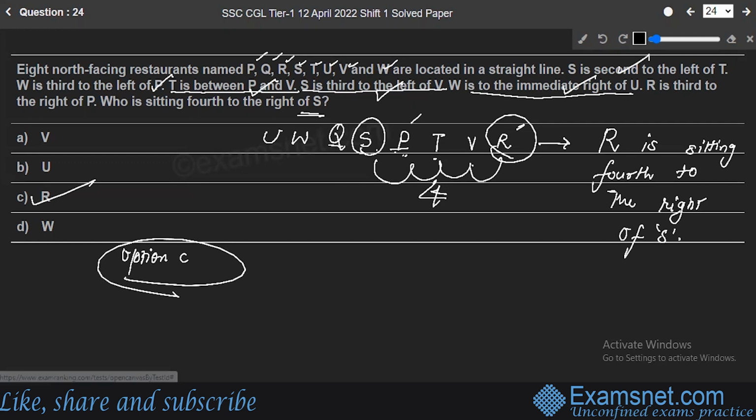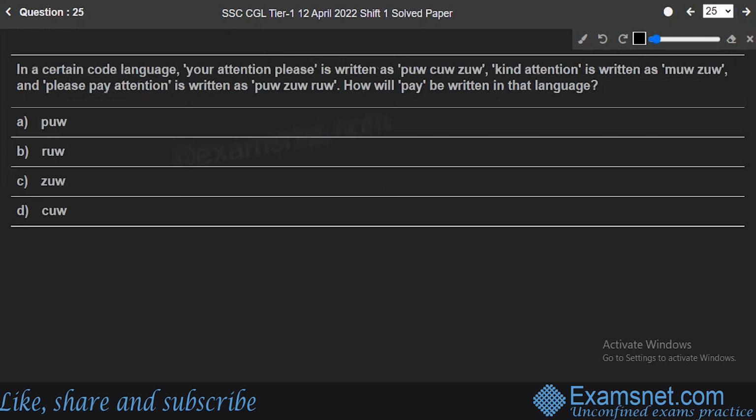Then let's move to the next question, number 25. In a certain code language, 'your attention please' is written as PUW, CUW, ZUW. 'Kind attention' is written as MUW, ZUW. And 'please pay attention' is written as PUW, ZUW, RUW. How will 'pay' be written in that language?